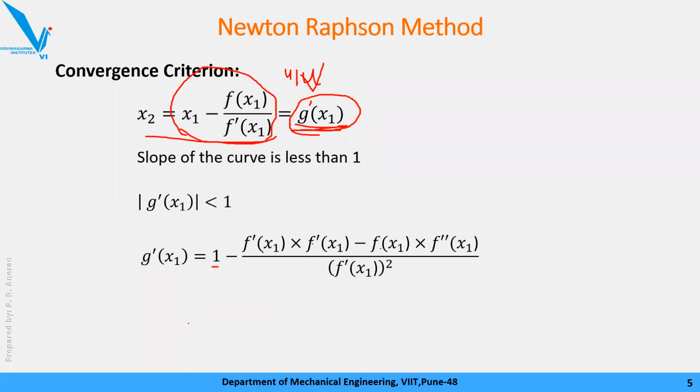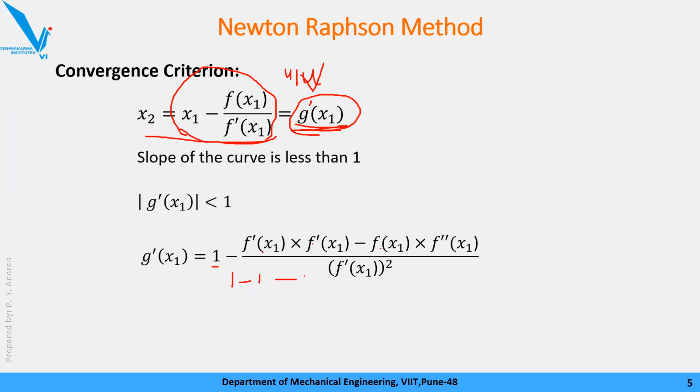Okay, again I'll rearrange this. See this, f dash of x1 into f dash of x1 becomes f dash of x1 square. Okay, so 1 minus the same, this f dash of x1, this is f dash of x1 square, both square, so it will get cancelled. What we have, 1.